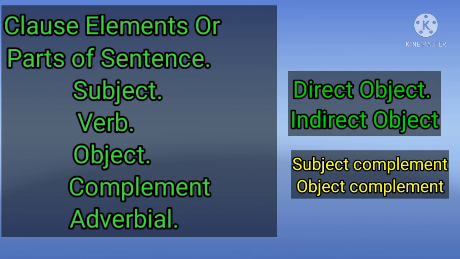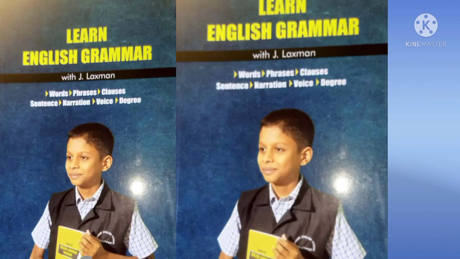Today we'll talk about the clause elements. Clause elements are the parts of a sentence. Words, phrases or subordinate clauses form the clause elements in a sentence. Friends, please don't get terrified by the title, the clause elements, because it is just the division of a sentence. These are the parts of a sentence.